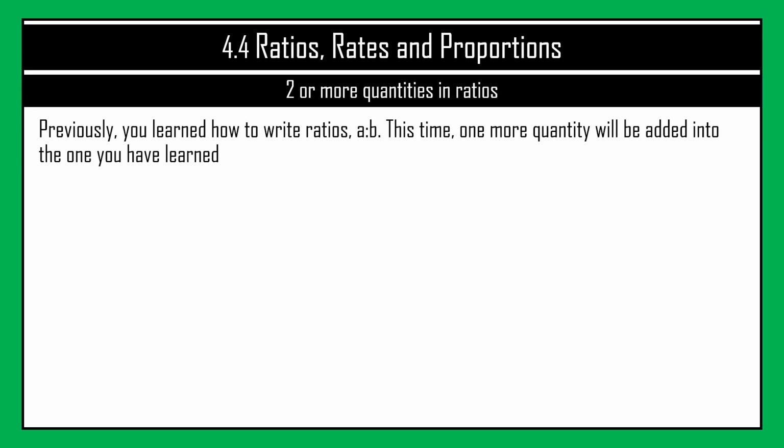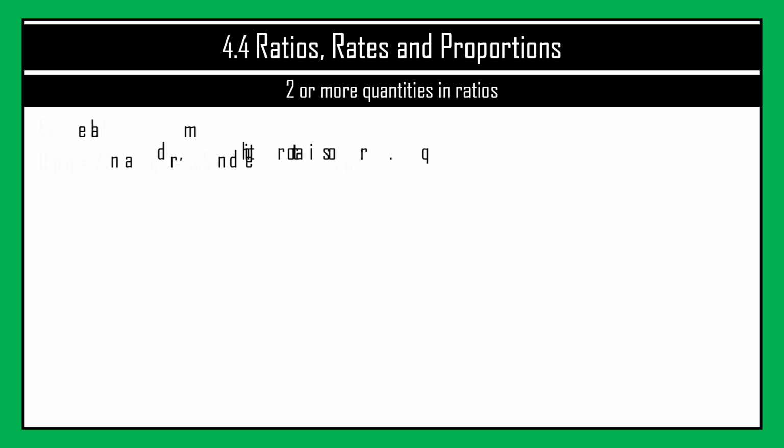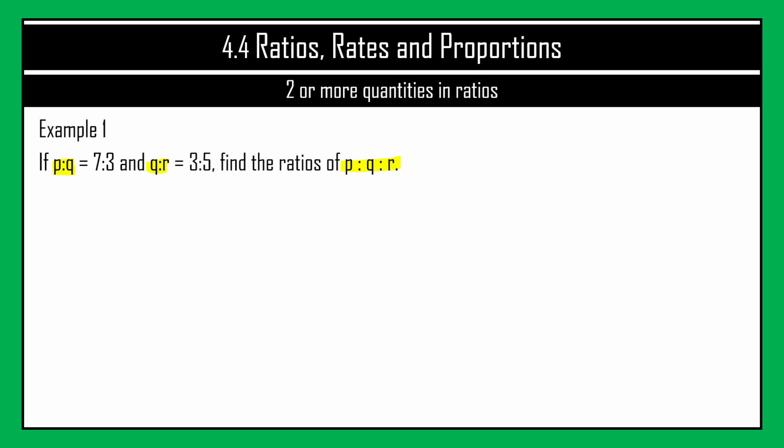Alright, previously you learned how to write ratio, which is A to B. Now this time, we are not going to learn only 2, we'll add 1 more quantity to what we already learned. Let's look at some examples. Example 1: if ratio P to Q is 7 to 3 and ratio Q to R is 3 to 5, find the ratio P to Q to R.